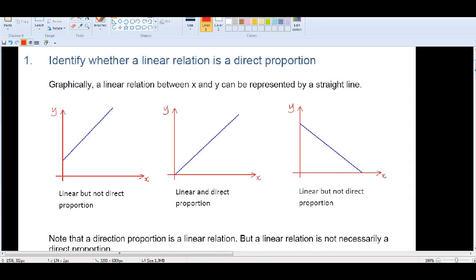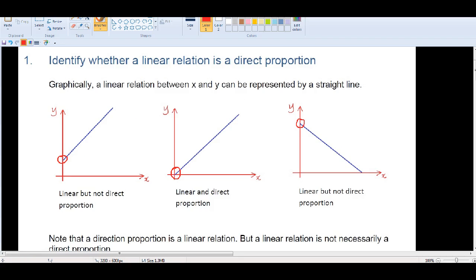Let me show you three graphs. What's the difference between them? The first graph is a straight line, but it does not pass through the origin. The second straight line passes through the origin, and just like the first one, the line rises, so we call it a positive slope. For the third one, the straight line actually declines, and it does not pass through the origin as well.